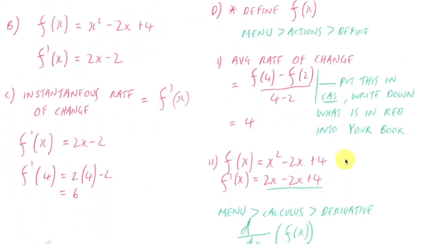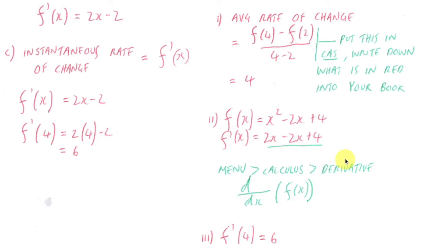The second part, we need to work out the instantaneous rate of change. Okay? We'll come up with the derivative function. So f of x equals this, f prime of x equals that, and that's all I need to show. How did I do it? Menu, calculus, derivative, and that will bring up the d of something dx, put in f of x here, and remember that's defined.